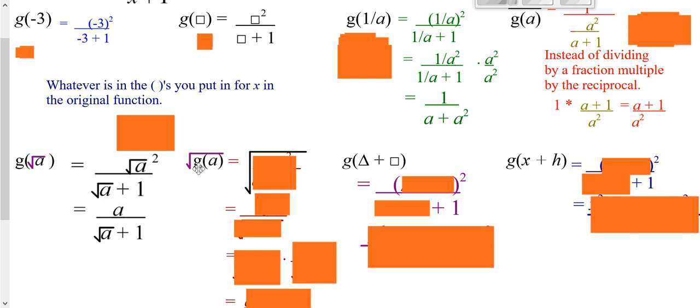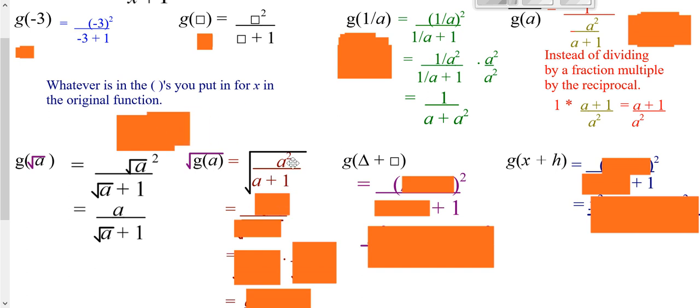This one says I need to do g of a and then do the square root of the whole thing. So that's why I'm doing the square root of this whole thing. G of a means I got to put in a, which would be my input squared over my input plus 1. So I'm doing the square root of the whole thing.